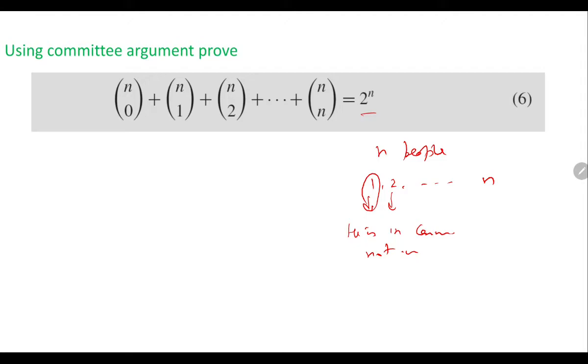If all n are not in the committee, it becomes nC0 because none of them are in the committee. If one is in the committee, then we do not know which one. Out of n, if only one says yes and all others say no, then there are nC1 ways to find that person, and that's why there comes nC1, and so on and so on. So this is one way.